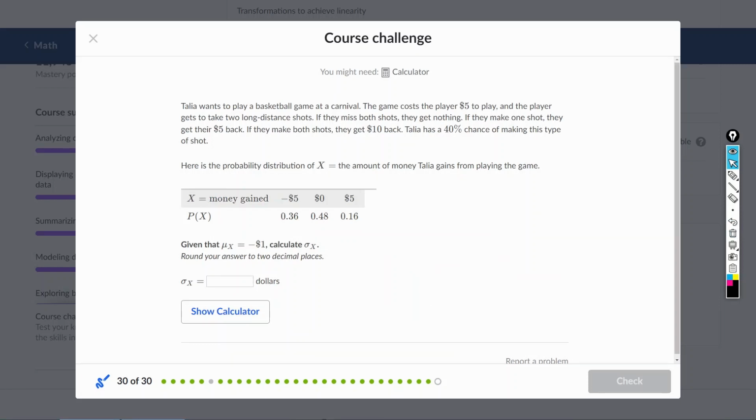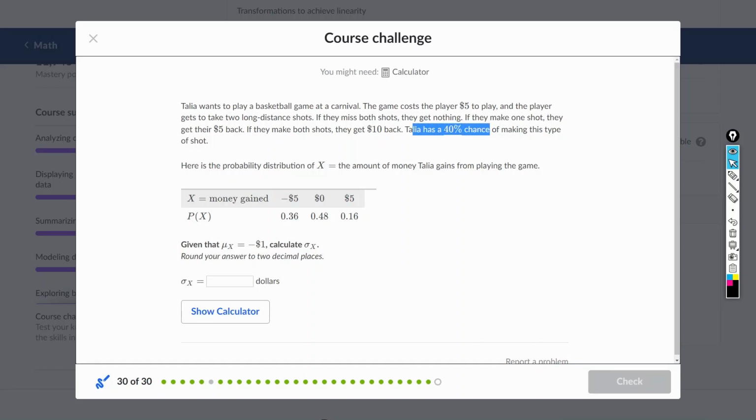OK，好的，最后一个。T wants to play a basketball game at a carnival. $5 to play. Has a 40% chance of making this type of shot. Here's the probability distribution. 对，given that mu 等于-1, calculate the standard deviation.